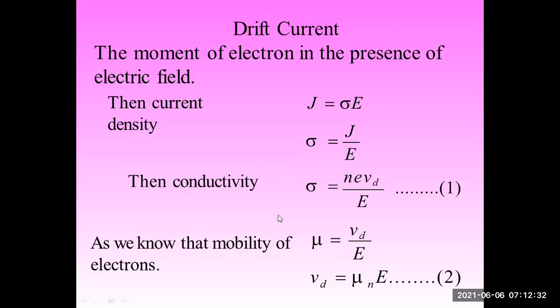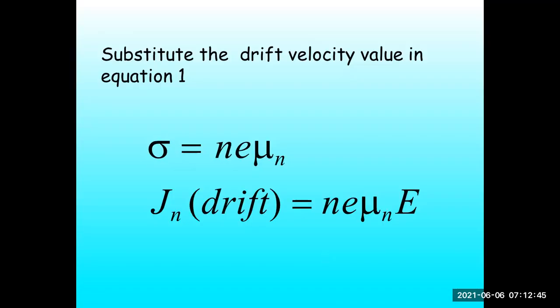You can just see the previous slide. J is nothing but sigma into E. Clear, everybody? So what is sigma? Ne Vd by E, as just now. So Jn drift is equal to Ne mu n E, which is the reason we write Ne mu n here. J is equal to sigma into E, so sigma is Ne mu n. Now we have information regarding the drift of the charge carriers in the presence of the electric field. The movement of charge carriers with respect to the electron is given by Ne mu n E.